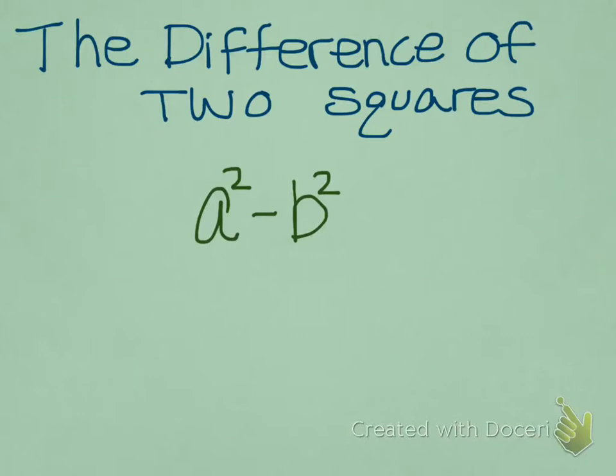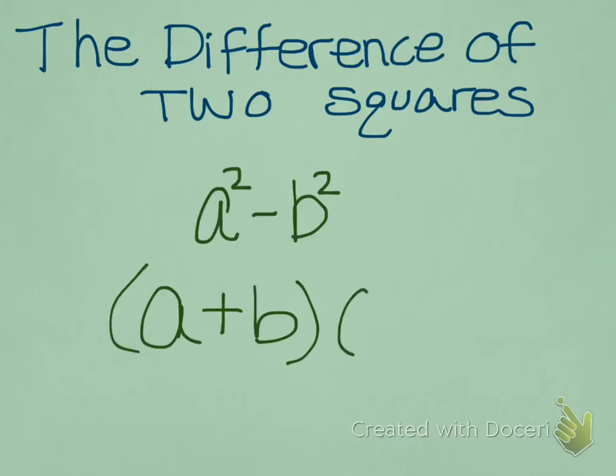So, for example, this is the general rule. A squared minus B squared factors into A plus B and A minus B. I know this general rule might be a little tricky for you to follow, so let me show you an example.